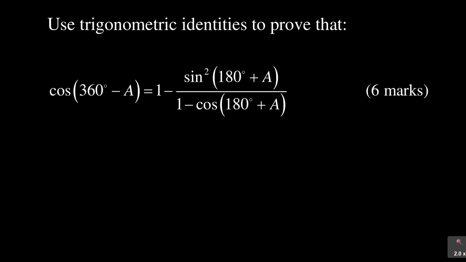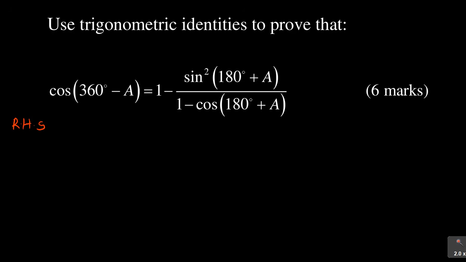In the first question, you are supposed to use trigonometric identities to prove that cos(360 minus A) is identical to the right hand side. Whenever you are proving, you have to choose either the left hand side or the right hand side. In this case, I have more things on the right hand side, so I'm going to choose the right hand side. I have to indicate that I'm focusing on the right hand side.